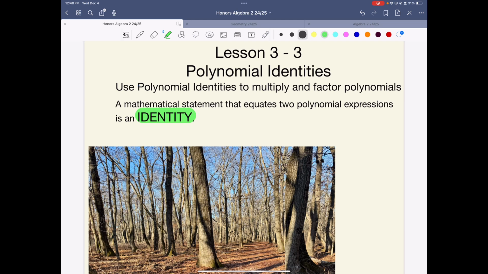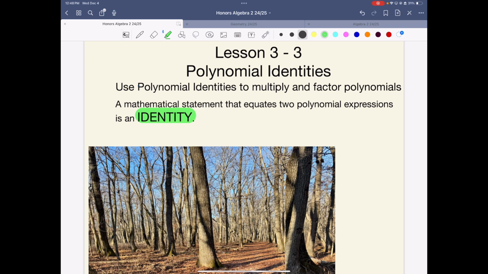We've got these identities that we have to talk about. Today we've got 4 different identities. We'll concentrate on 3 of them and then 1. So we want to use the identities to multiply and factor polynomials. More or less, we're going to factor polynomials today. We're not really going to multiply very much.